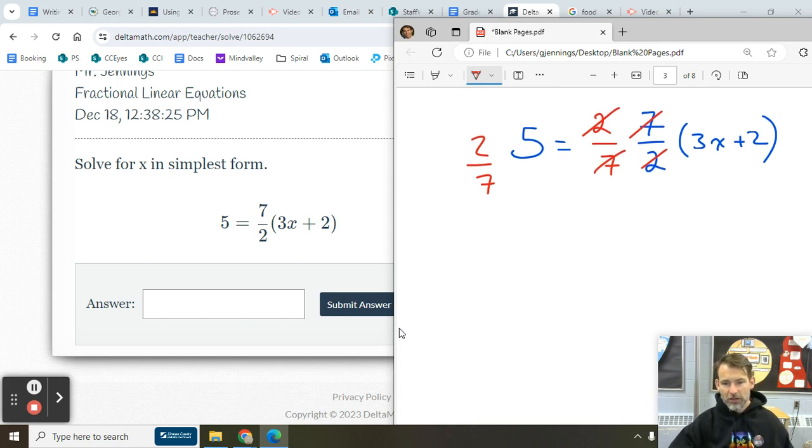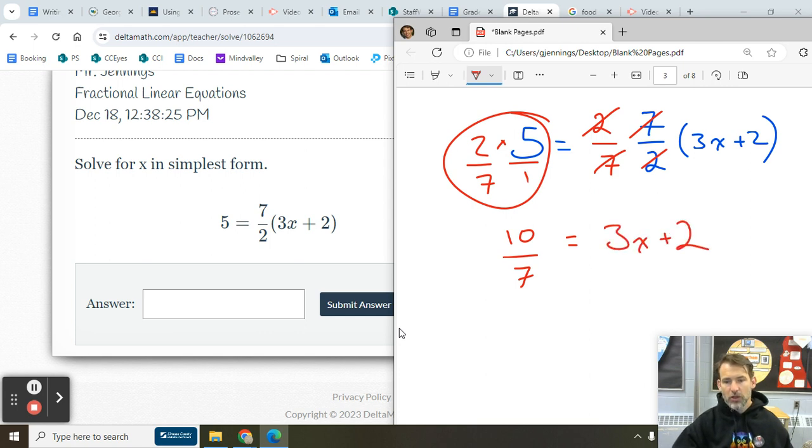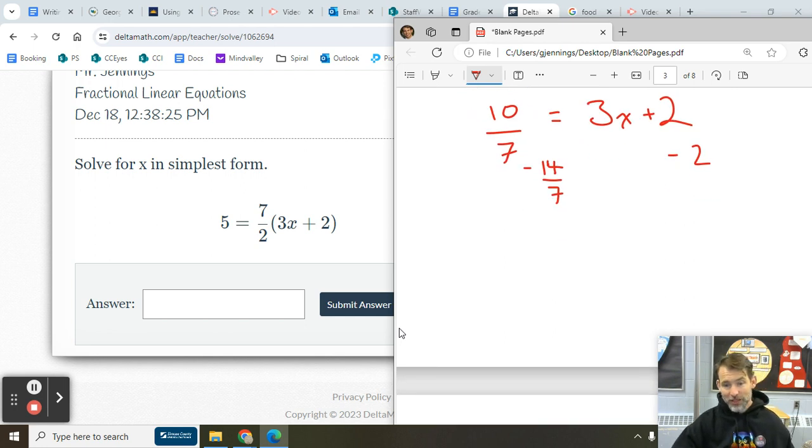Okay, so now that's all canceled. And my next line looks like 10 over 7, because that's the result of that multiplication. 2 times 5 over 7 times 1, 10 over 7, is equal to 3x plus 2. Now I want to get that 2 across, so I'm going to subtract 2 from both sides. Notice that minus 14 over 7 is the same thing as minus 2. So 10 minus 14 over 7 is negative 4 over 7 is equal to 3x.